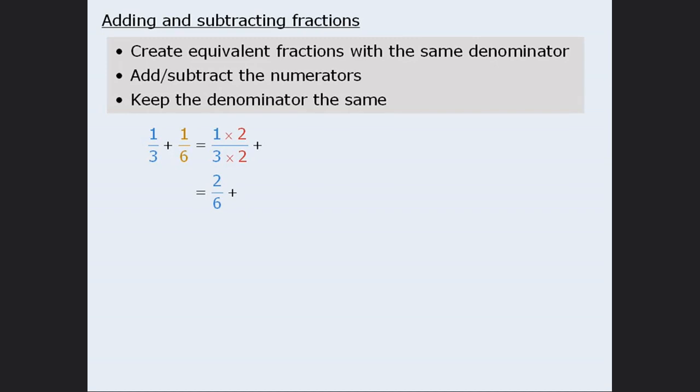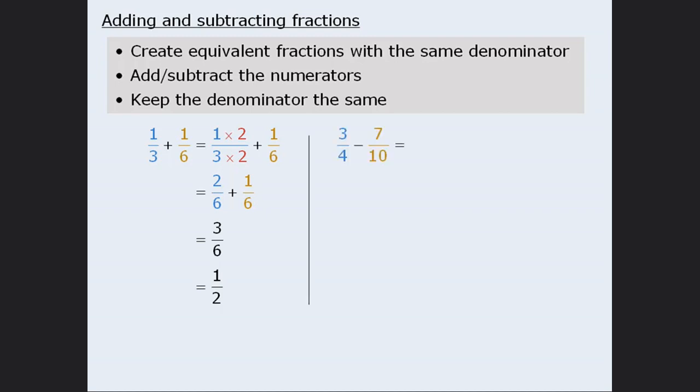The other fraction, 1/6, already has a denominator of 6, so it can be left as is and brought down here. Now that both fractions have the same denominator, we can add the numerators to get 3, and we will keep the denominator of 6. At this point, we can simplify the fraction 3/6 by dividing top and bottom by 3 to get 1/2. So 1/3 plus 1/6 is equal to 1/2.